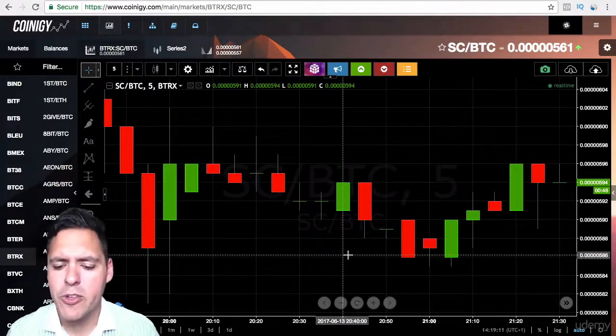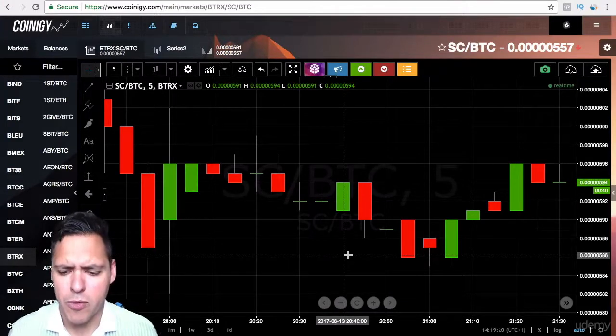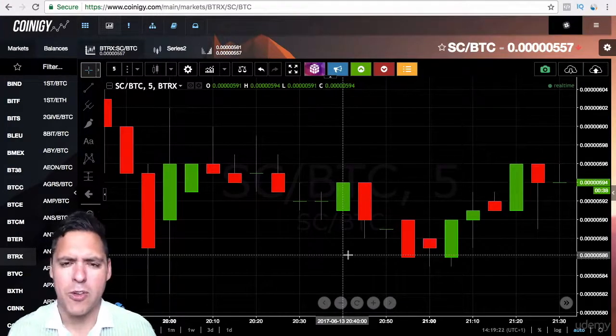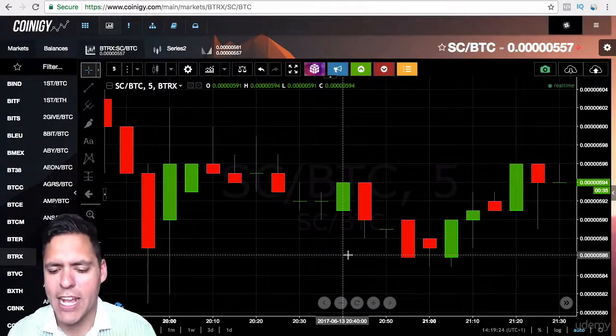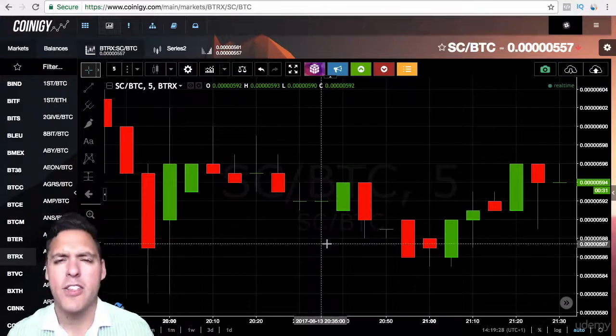So a doji means indecision. Okay? So it means that both the selling and the buying is happening around about equal. Okay, so the power is equal. So it means indecision. So you can't actually make a decision if the price is going up or down at this point. So that is what a doji is.